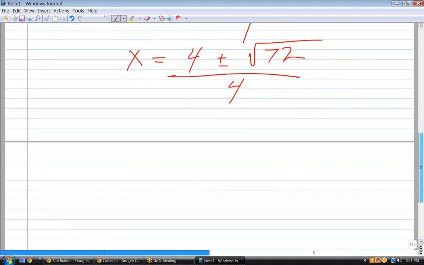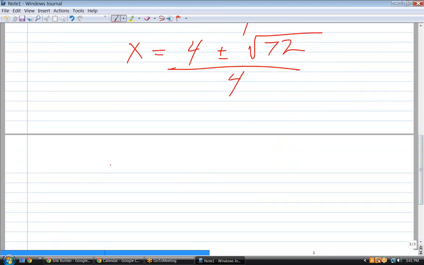Now, let's reduce root 72. Okay, well, I think 36. Don't worry. Okay, good, very good. Square root of 36 times square root of 2.